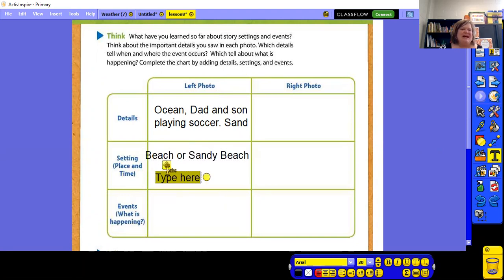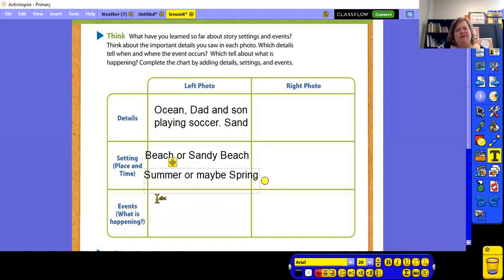And it says, what time is it taking place? Well, definitely we can say it's either taking place in the summer or maybe spring, because when we look at that, the guy does have some long sleeve shirt on, so it could be like late spring.